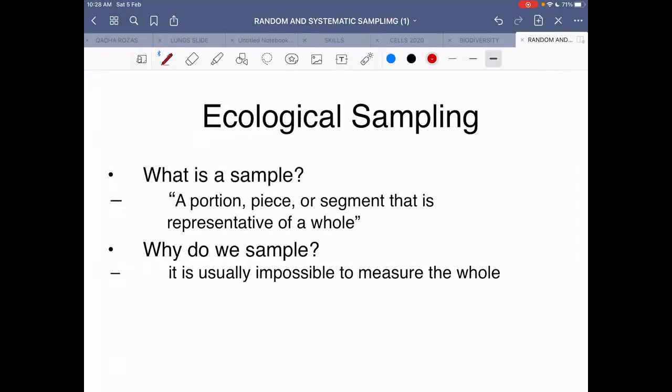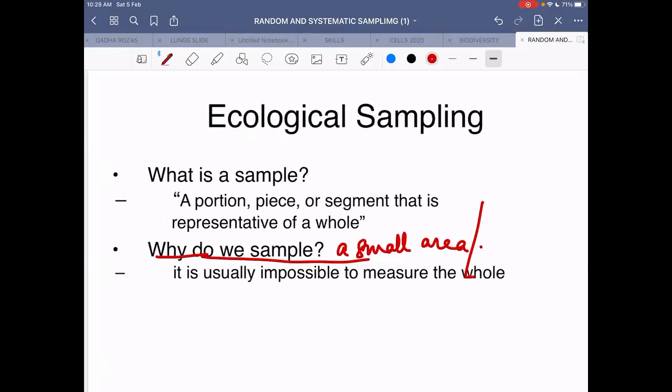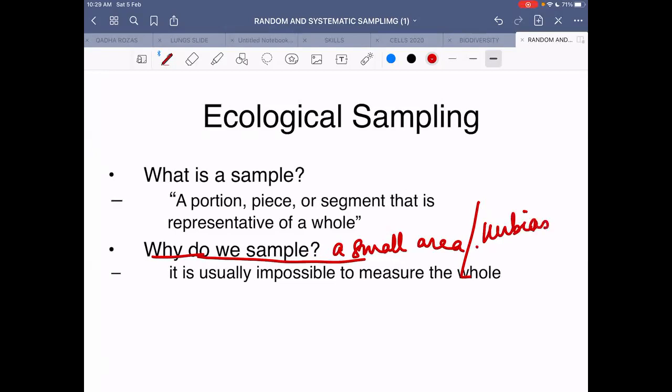That's why we always sample. They will ask you in the exam: why do we sample a small area? You will say, it's a logical answer: we want to sample a small area because it's impossible to measure the whole. It's more convenient. Yes, it's more convenient, but we shouldn't only look at convenience. Remember one thing: we want to make our research as unbiased as possible. We make a hypothesis, an assumption, that the small piece of the area that I'm sampling is a representative of the whole big area.